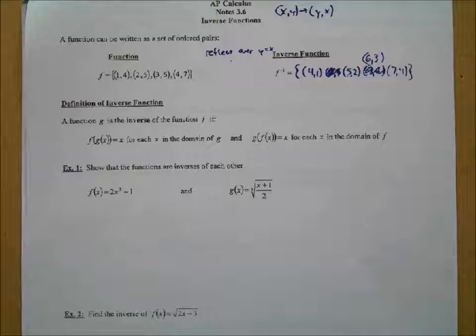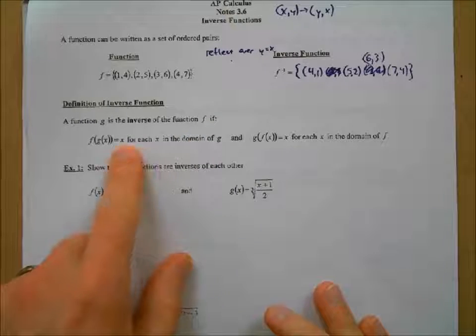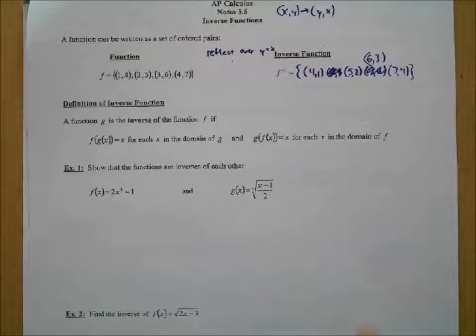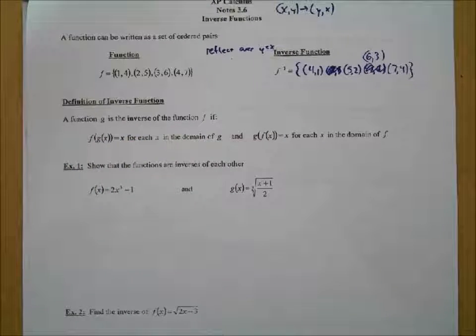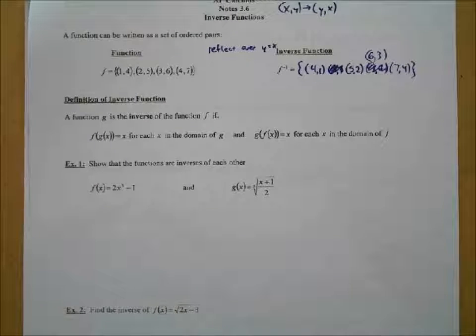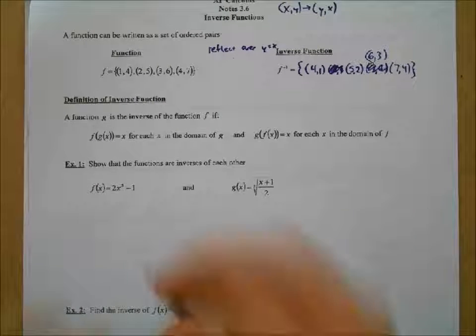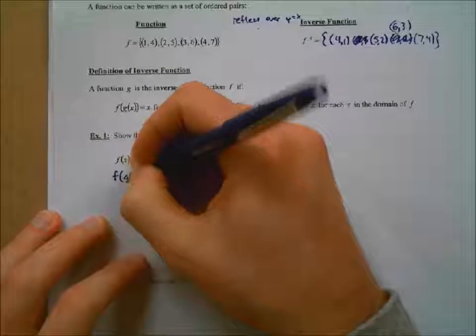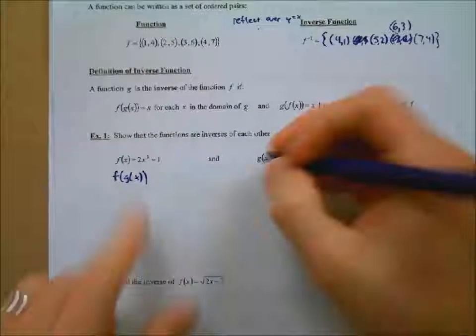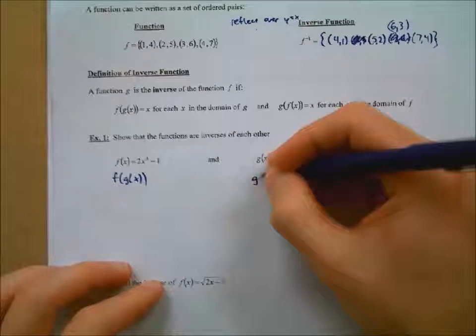So you wouldn't just plug g into f and get x and say, okay, I'm done, that shows it's an inverse. No, you have to do both. So let's show here that the functions are inverses of each other. Why don't you guys go ahead and do that? Find f of g of x and also g of f of x here. Give it a shot.